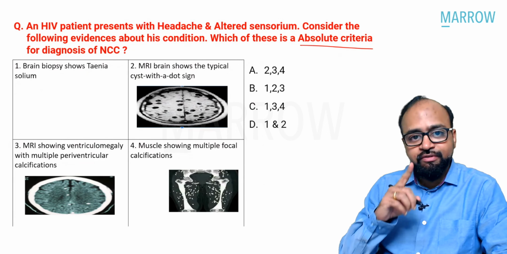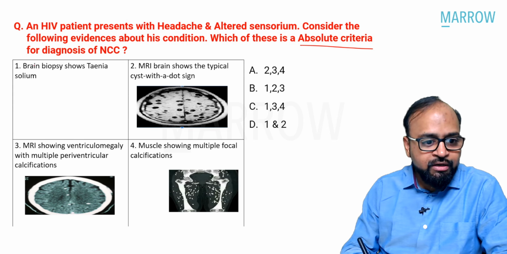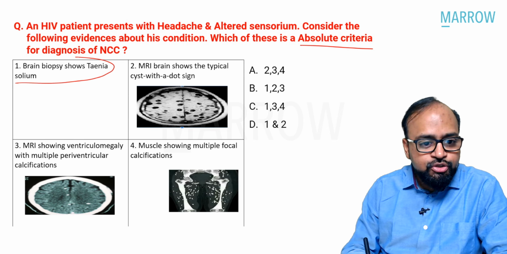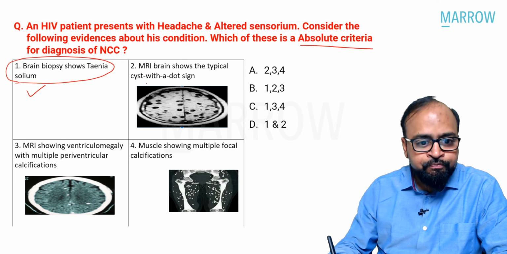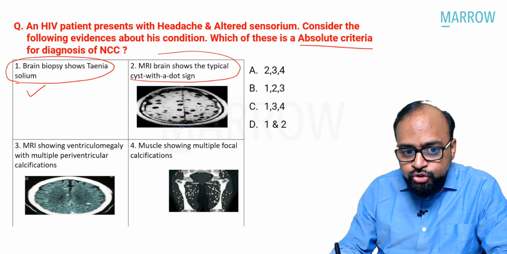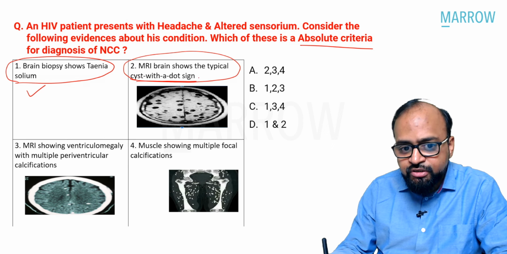We have studied there were three criteria which were absolute. One, a brain biopsy showing the etiological agent. Two, MRI showing a typical scolex appearing as a cyst with a dot sign. And the third criterion was direct visualization of the cysticercus in the subretinal space. This was not there in the options. These are the absolute criteria. So the likely answer here is going to be D, that is option 1 and 2. This would be the answer.